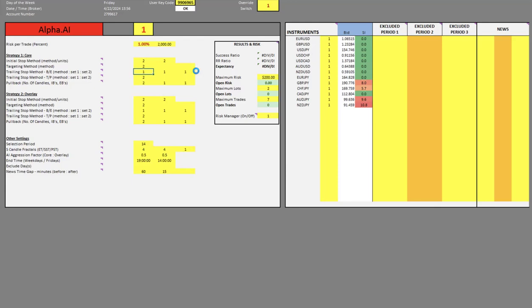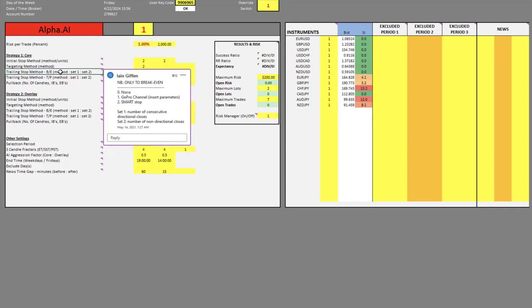Right, so the trailing stop method that we're using for getting to break even is in fact based on looking at the previous candles. Now, from the training, you'll know that the GoPro channel can vary depending on the time frames we use. So we can use a 3-6 stop, a 2-5, and that depends on whether you've got a set number of consecutive closes in the direction of the trade or not.